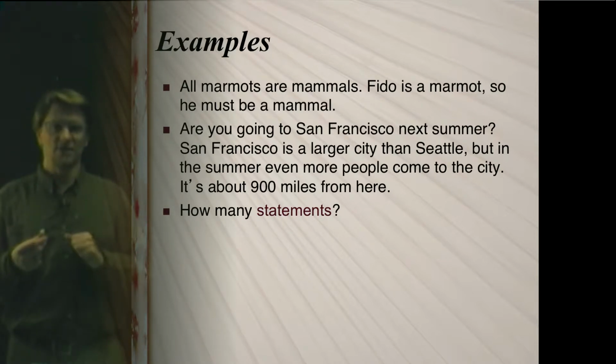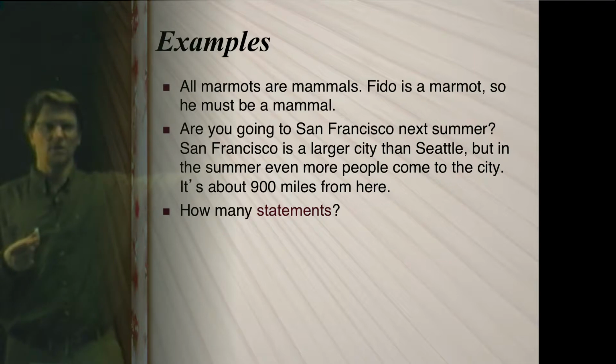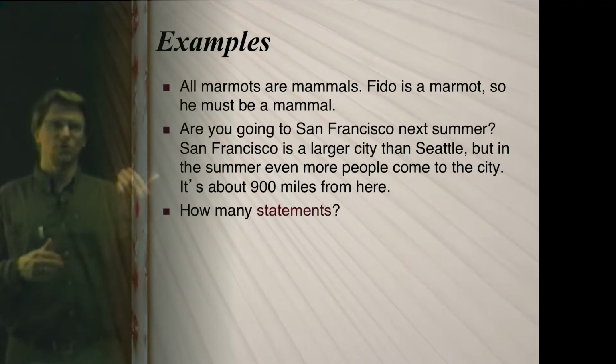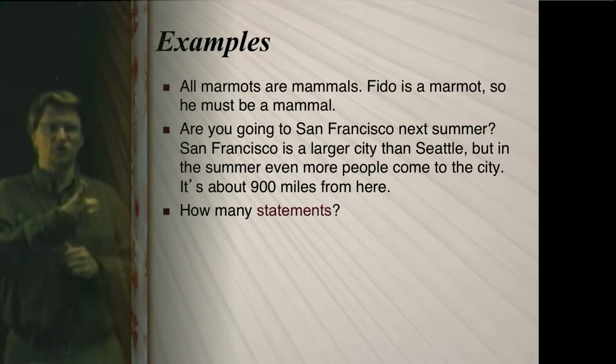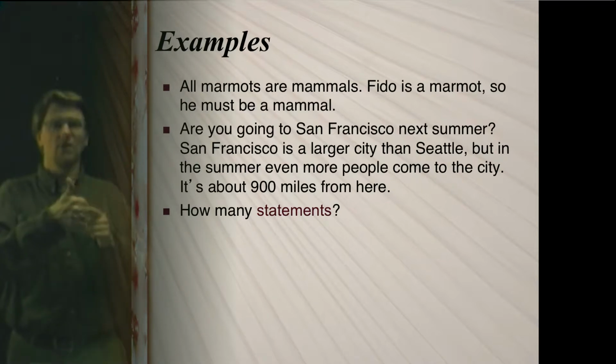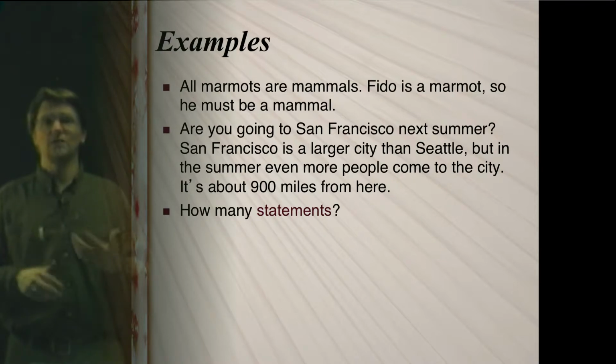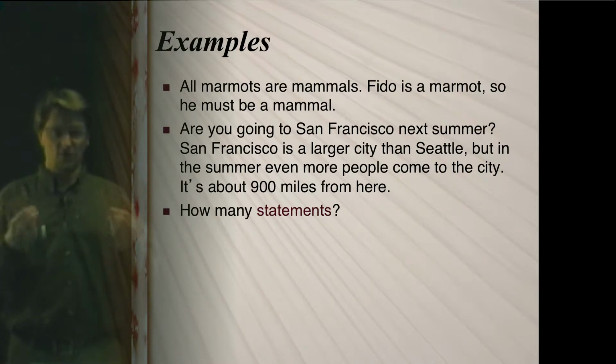We look at the second example. Of course, I'm hoping we can all recognize that the first sentence here, which ends in a question mark, would not be a statement, it's a question. So we jump to San Francisco is a larger city than Seattle, that's a statement. In the summer, even more people come to the city is another statement. And it, that is San Francisco, is about 900 miles from here would be our third statement. So again, I think we can say in both of these cases we are dealing with 3 statements.